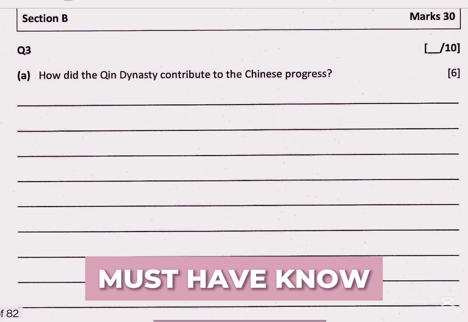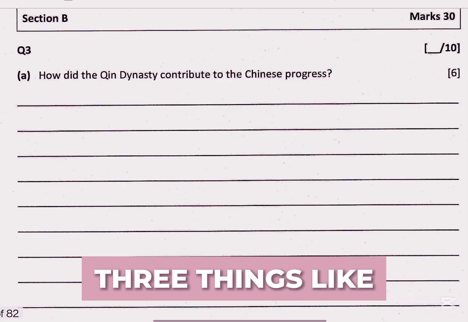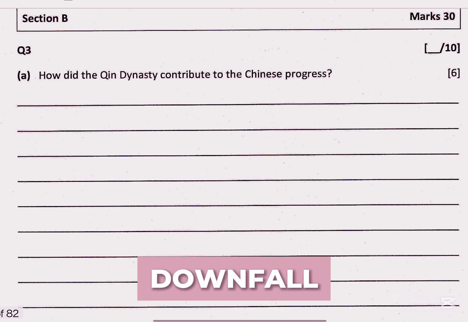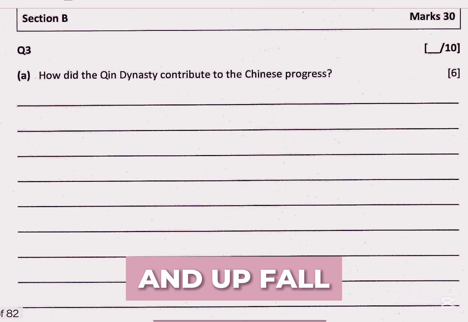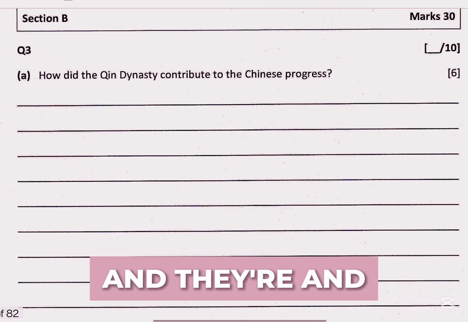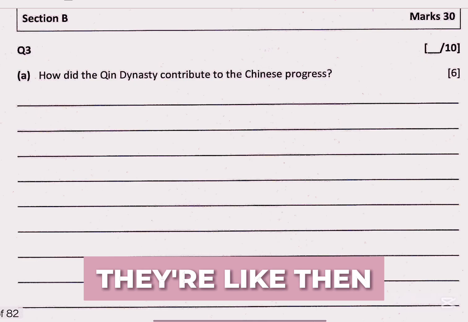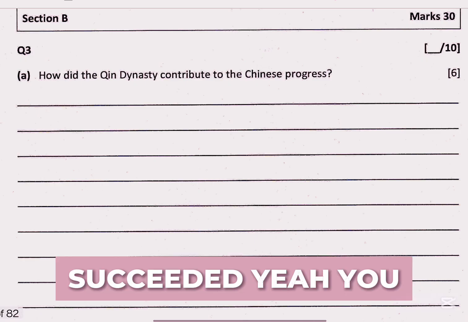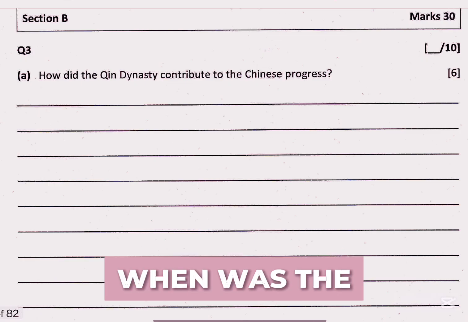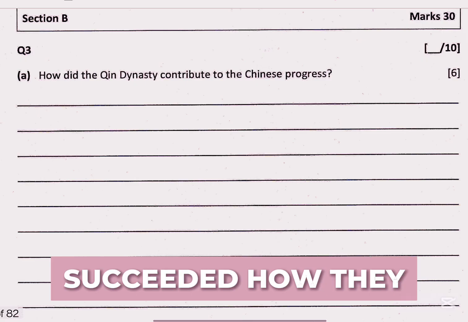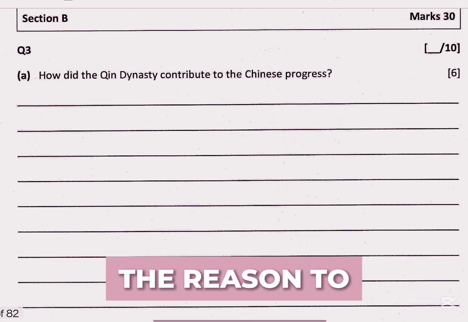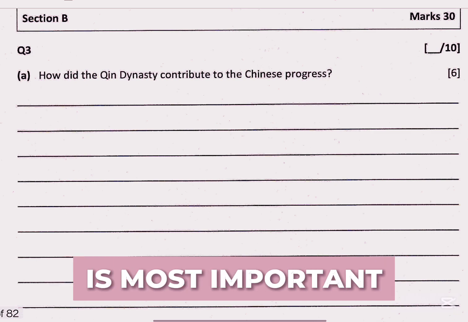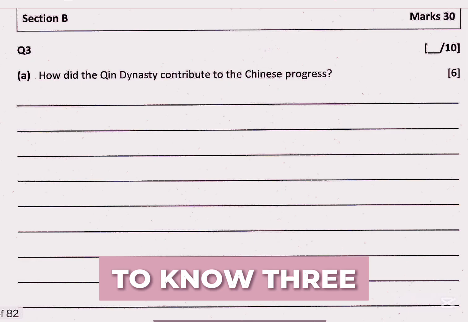So you must know three things. You have to remember every civilization's downfall and upfall, when they succeeded. You have to know when the empire fell, when and how they succeeded, and what the reason was for becoming more successful than other empires, what significant things they did. That is most important.